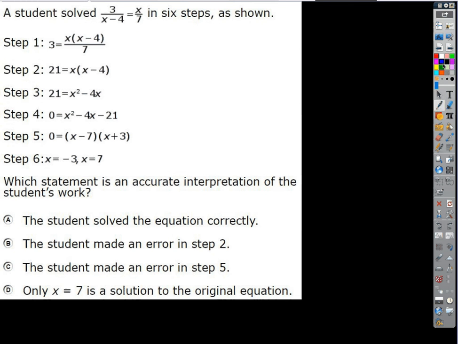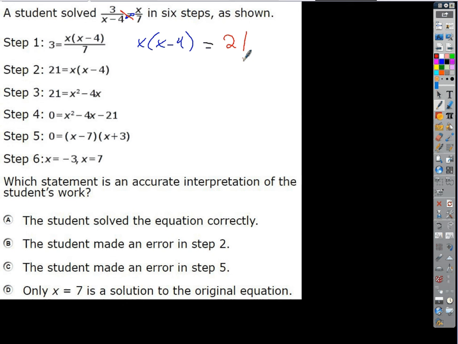So let's look at what this means then. If we're going to cross multiply, there's one cross product: the x minus 4 times x, right? So x times x minus 4 equals the other cross product, which is what? 3 times 7, which is 21. And then from there, now we can deal with that, right?